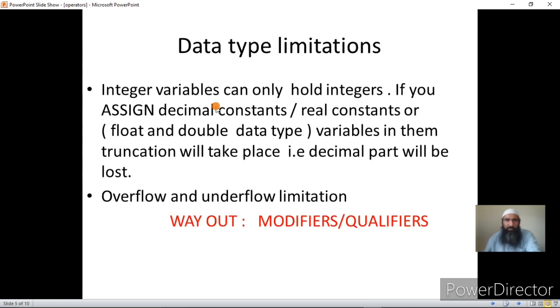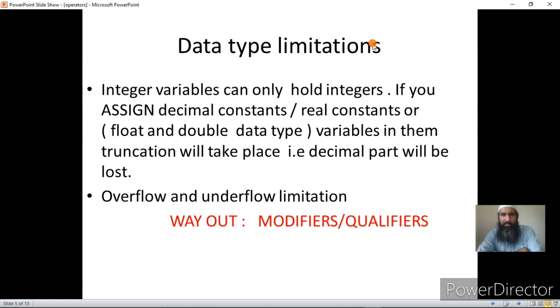Next, what are data type limitations? Before I go ahead with the operators, I have to make this clear. Integer variables have certain limitations. That is, the variables which have the data type integer have certain limitations. What are the limitations? They can only hold integers.